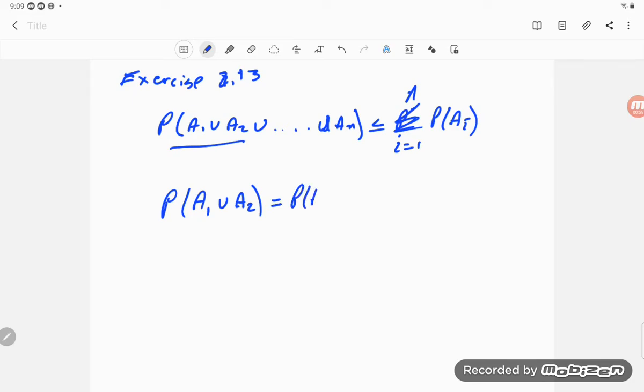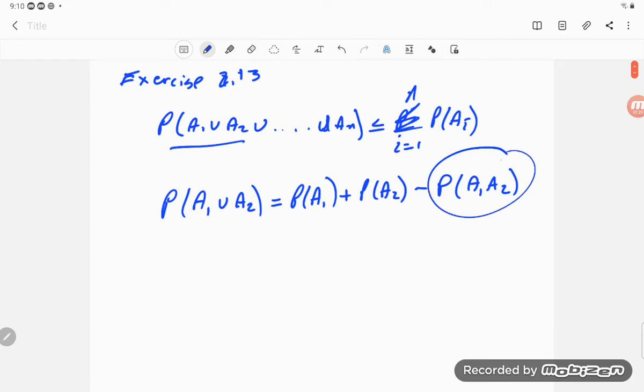I know that's the probability of A1 plus the probability of A2 minus the probability of A1, A2. So this is one way you might go about it, using the theorem of total probability. If I do it with the two sets, I know that this is greater than or equal to 0, and so we get less than or equal to the probability of A1 plus the probability of A2.